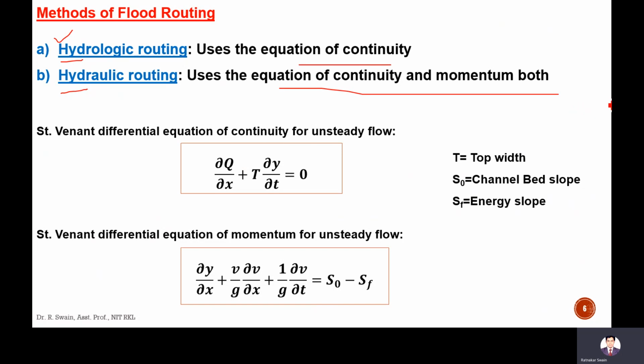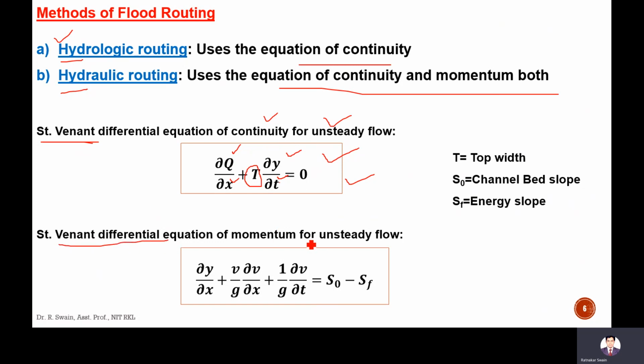The most popular and famous equation of continuity for an unsteady flow is called the Saint-Venant equation. The Saint-Venant equation of continuity is del Q by del X plus T del Y by del T equal to 0. Here T is the top width, Y is the flow depth, T is the time, X is the longitudinal distance along the river, and Q is the discharge. This continuity equation we have already discussed in open channel flow.